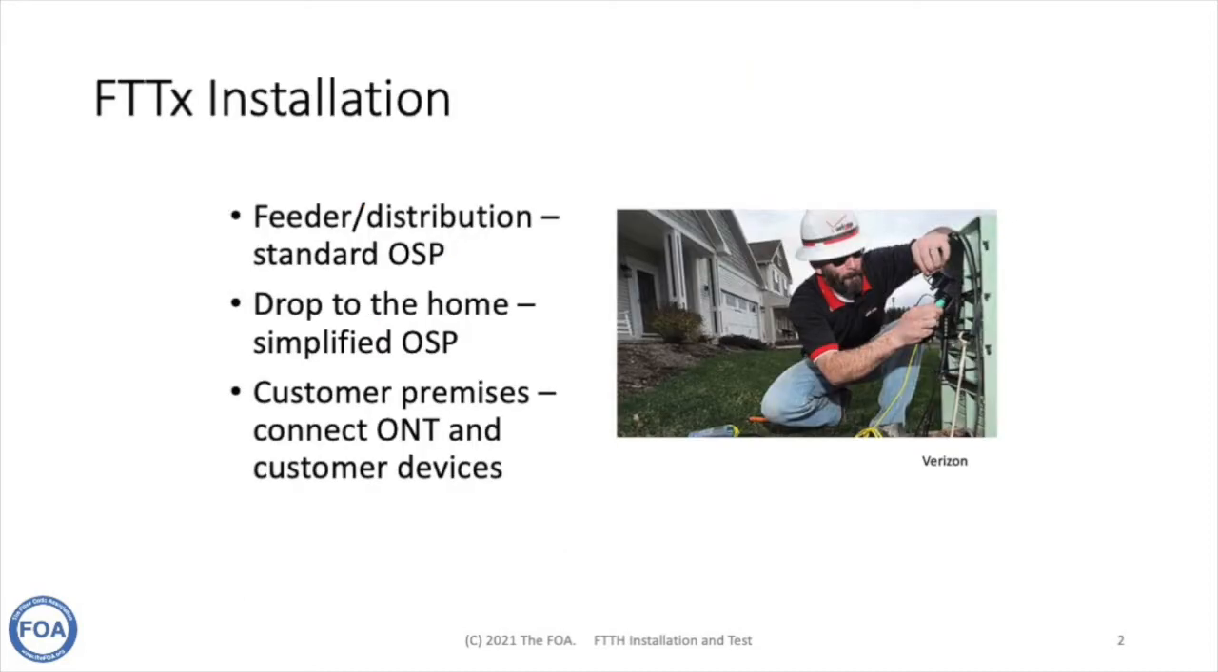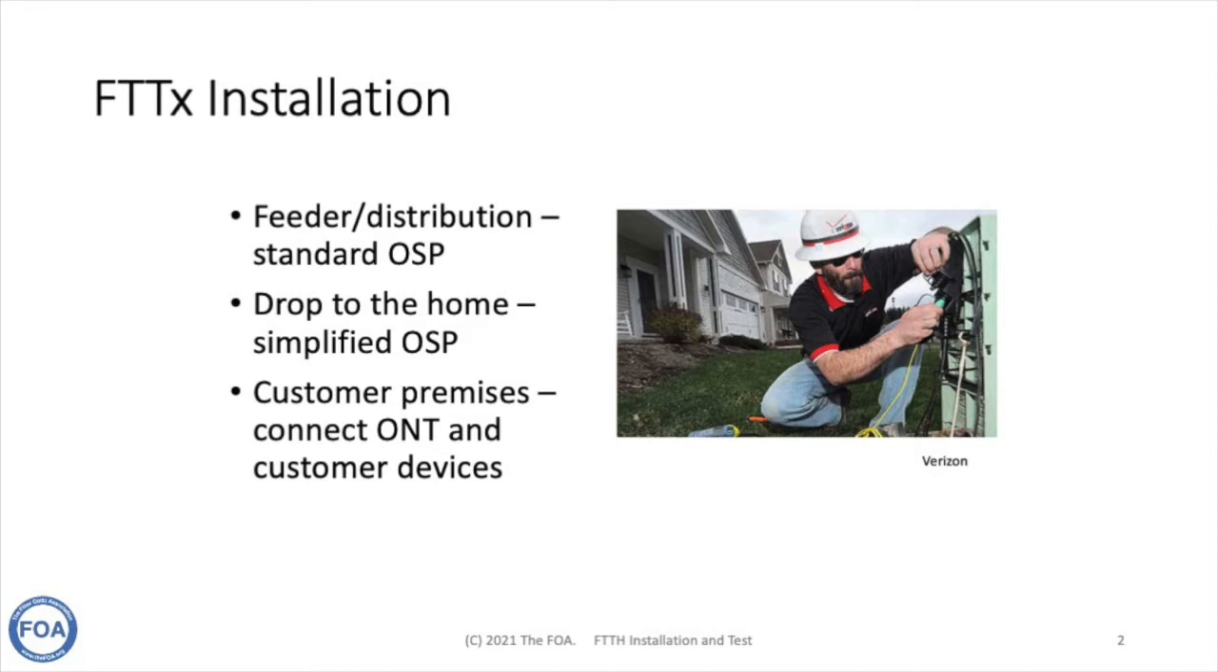Fiber to the home installation really falls into three categories. The backbone, or the feeder and distribution network, as it's generally called in fiber to the home, is standard outside plant construction and installation. The drop to the home is simplified outside plant construction, often involving pre-terminated or prefabricated components that are installed by a technician who may not have the high-level skills of a fiber optic splicer.